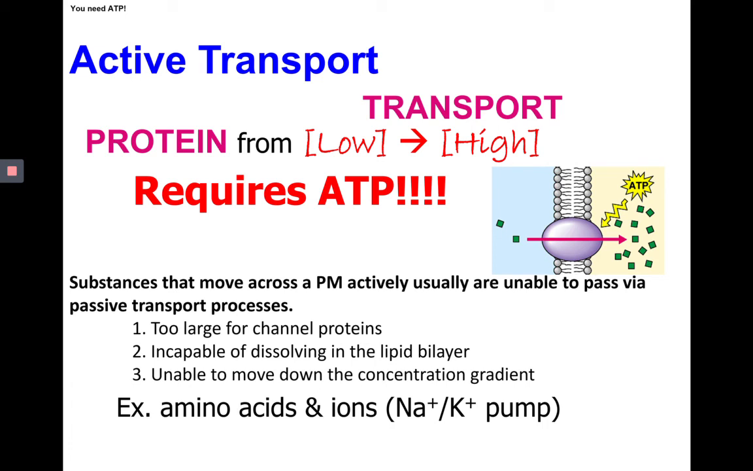So things that are too large for channel proteins, that can't dissolve in a lipid bilayer, so even large hydrophilic molecules, or just things that are unable to move down their concentration gradient, can use active transport. An example would be amino acids and ions, and we're going to talk also a lot in depth about the sodium-potassium pump. So make sure to look out and watch Chapter 3, Part B as well.